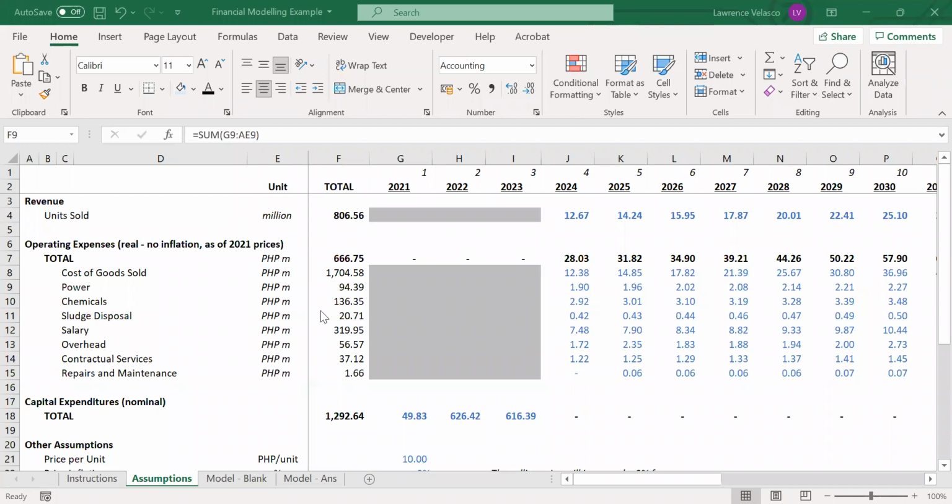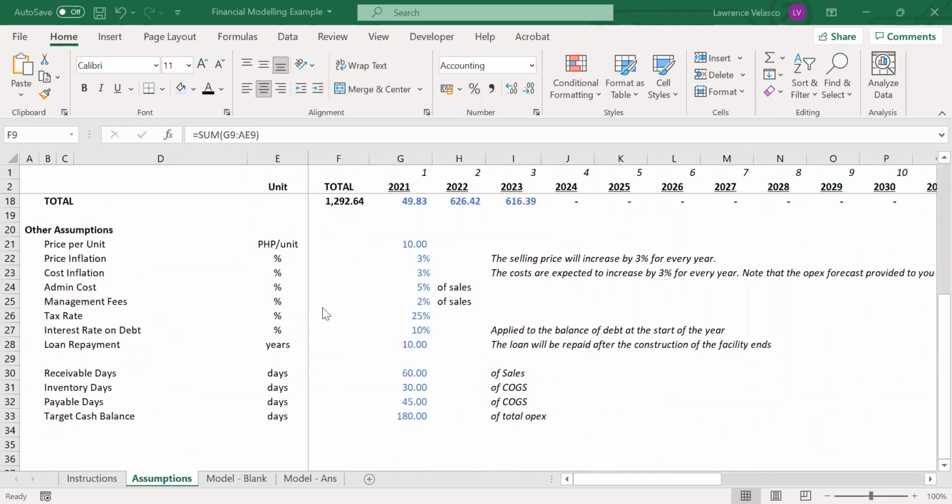Let us now proceed to other assumptions. You are given the price per unit, 10 pesos daw siya per unit in 2021. And then the selling price will increase by 3% every year, until the end. The costs need to be inflated 3% for every year. So yan yung parang cost inflation, kasi syempre the costs in year 2 is lower than year 3 because of general inflation. And then you're given administrative costs.